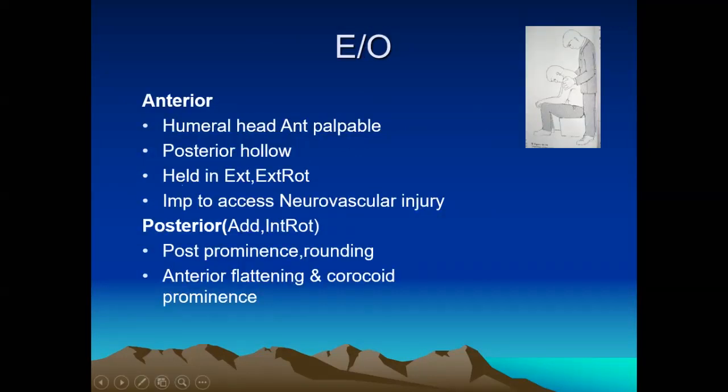In anterior dislocation, the humeral head is palpable anteriorly. On examination, there is a posterior hollow, and the arm is held in extension and external rotation. It is important to assess for neurovascular injury, as 33% of patients can have an axillary nerve palsy. In posterior dislocation, there is posterior prominence and the rounding off is gone, and the arm is adducted and internally rotated. There is anterior flattening and the coracoid prominence is felt.